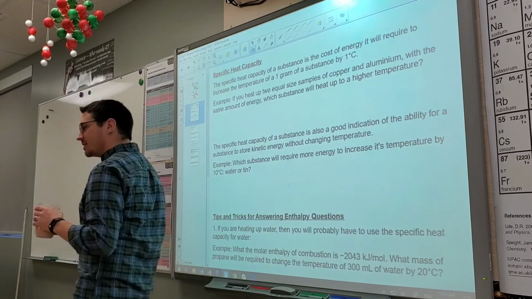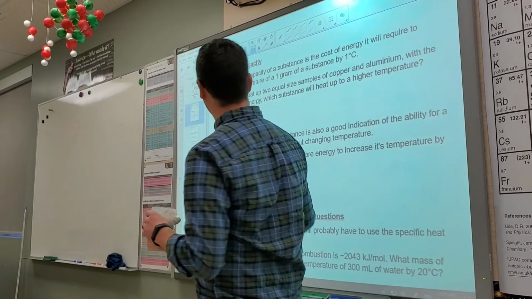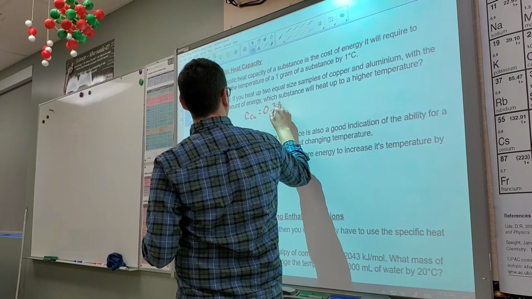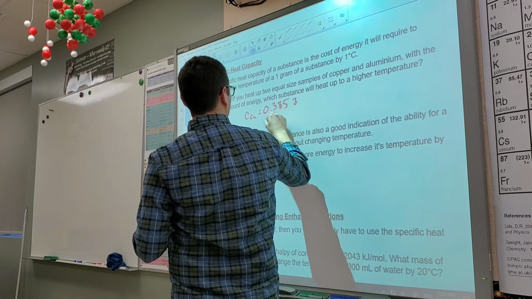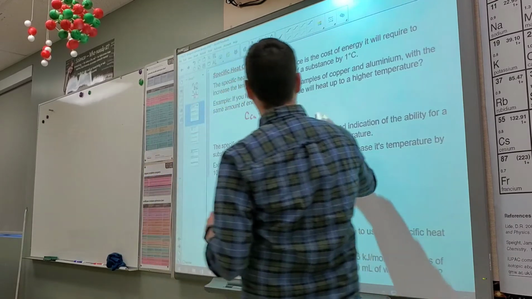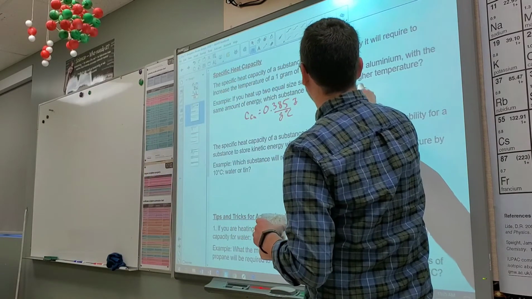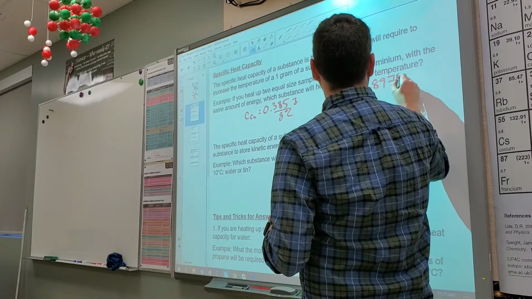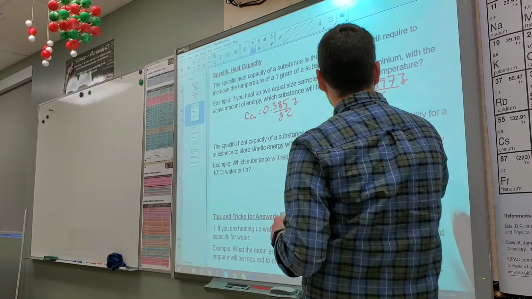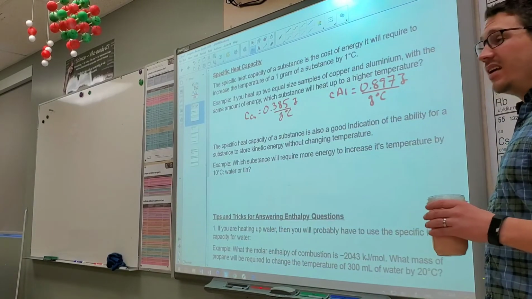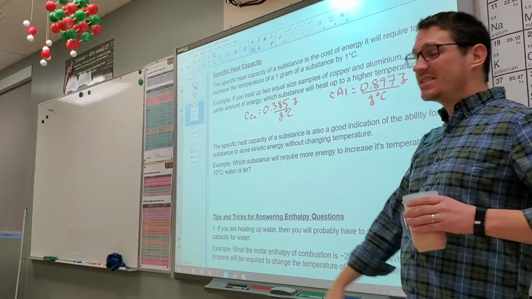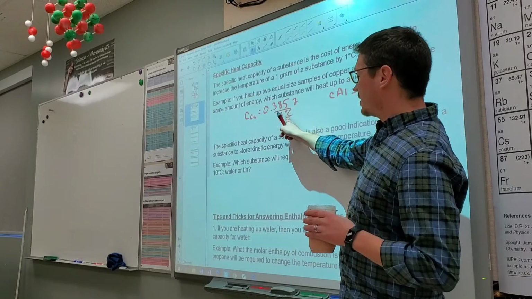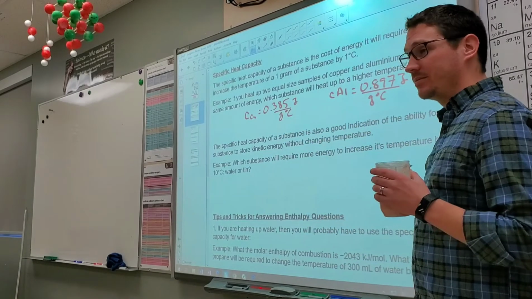What's copper's specific heat capacity? 0.385. So the C of copper is 0.385 joules per gram degree Celsius. And what's the C of aluminum? 0.897 joules per gram degree Celsius. Okay, so if you had the same amount of energy, let's say you had 10 joules, where could you buy more degrees Celsius? With the copper or with the aluminum? With the copper.